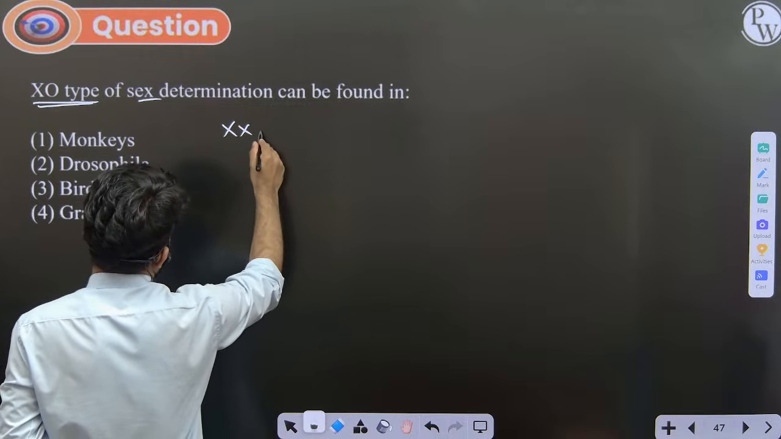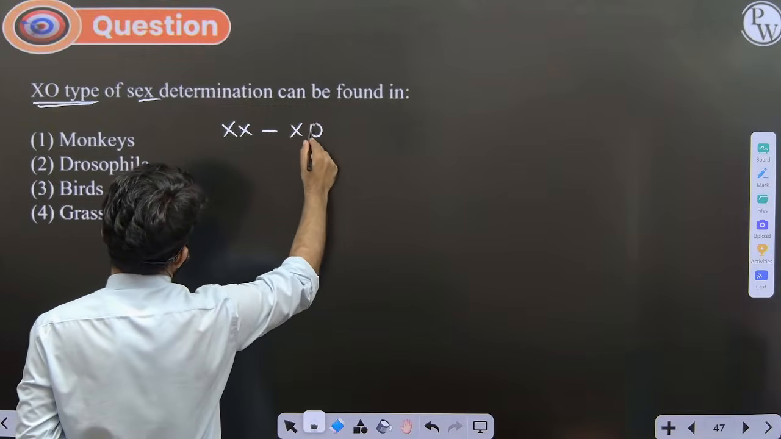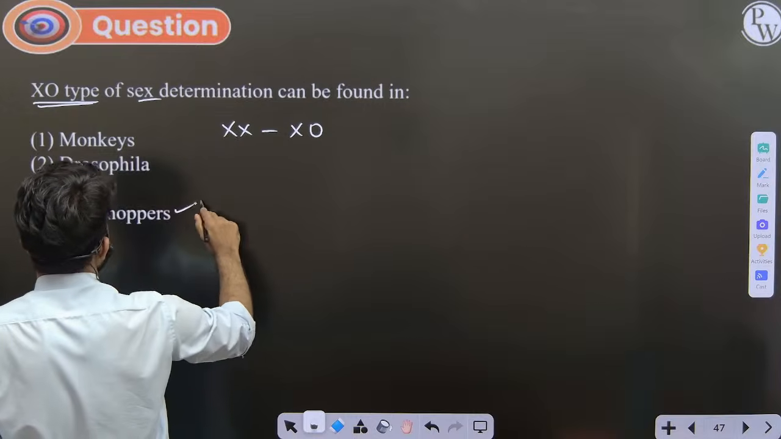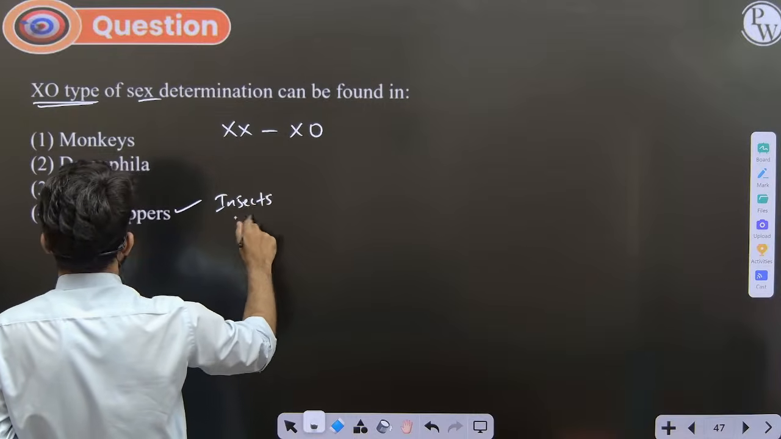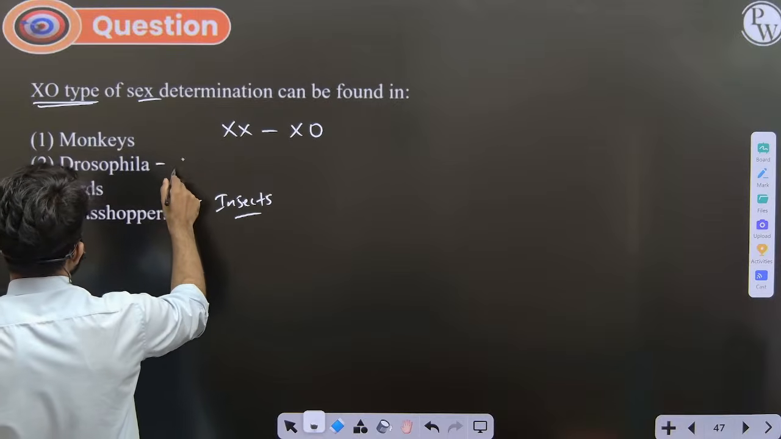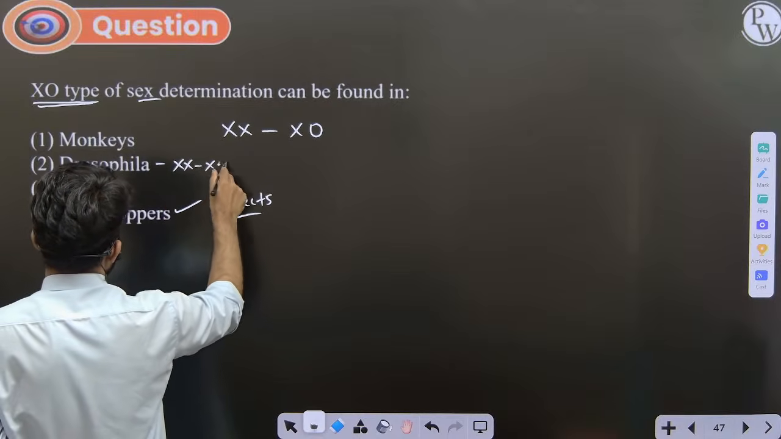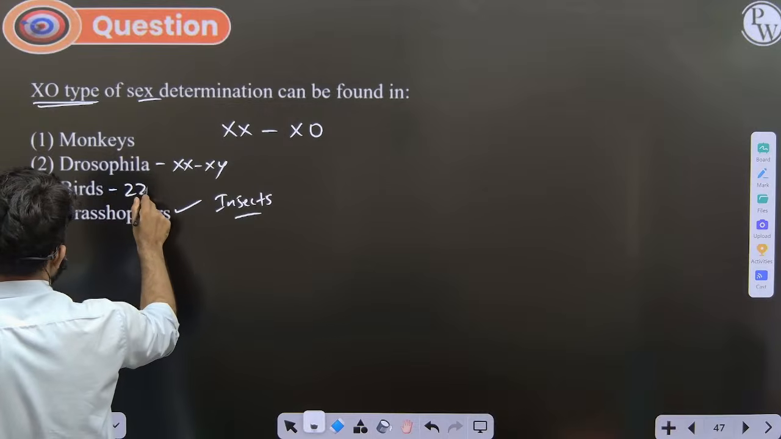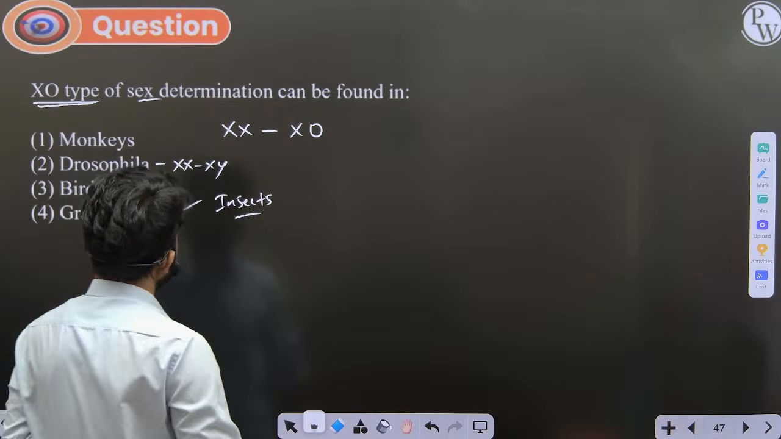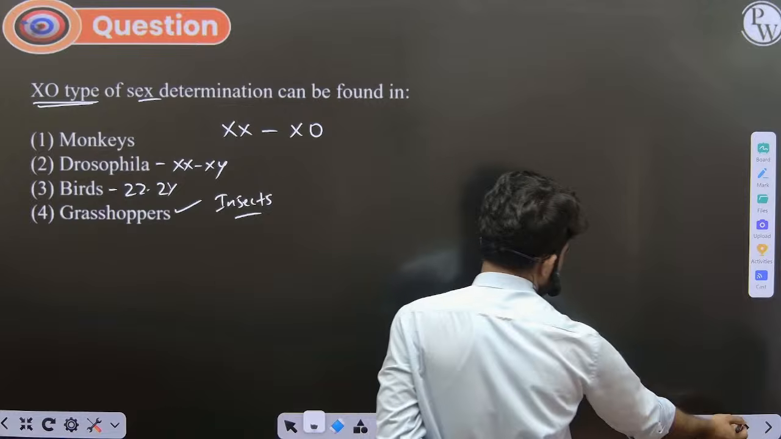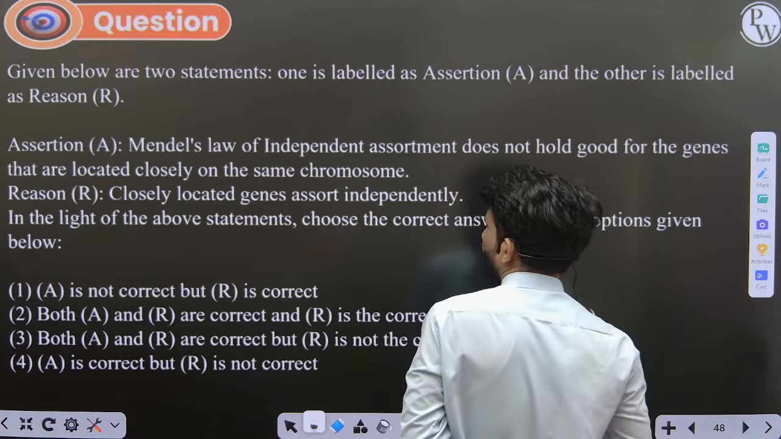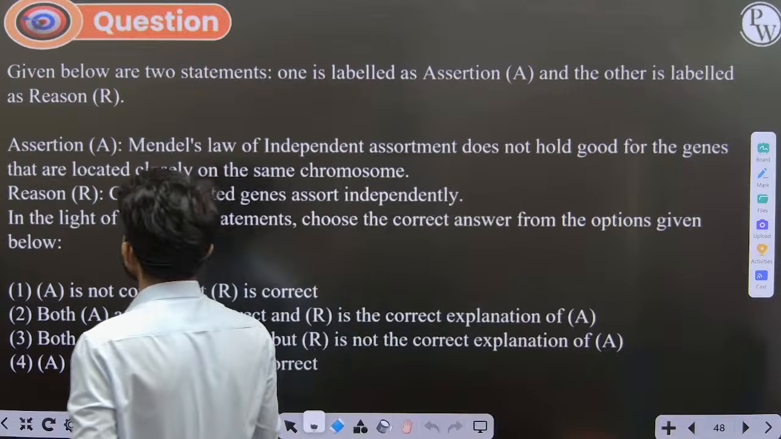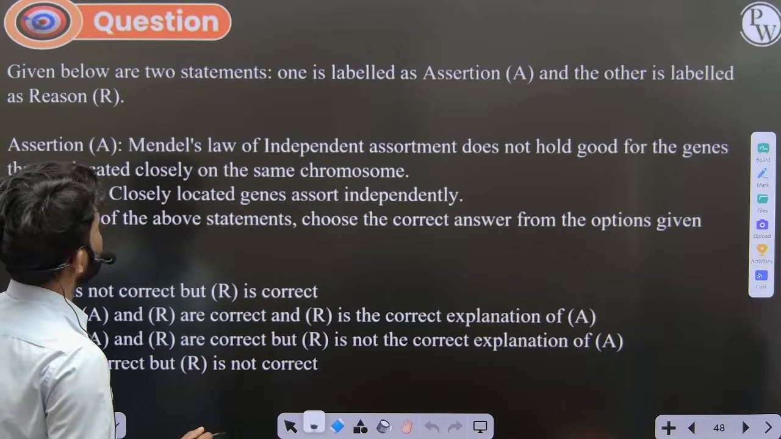XO type of sex determination is seen in insects, particularly the grasshopper. In case of Drosophila, it is of XX, XY type. In case of birds, it is of ZZ, ZW type. In case of monkeys also almost the same, and in case of fish also, that is male heterogametic.